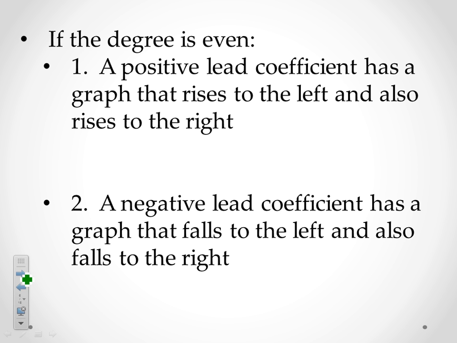Well, let me give you another example. Positive lead, even degree. Well, think about your parabola and what it does. Doesn't it rise to the left and rise to the right? Okay, so that would be the tendency for anything, not necessarily just the 2nd power, but the 4th, and so on and so on, as long as it's even. Now the negative lead coefficient on that is going to fall to the left and fall to the right.